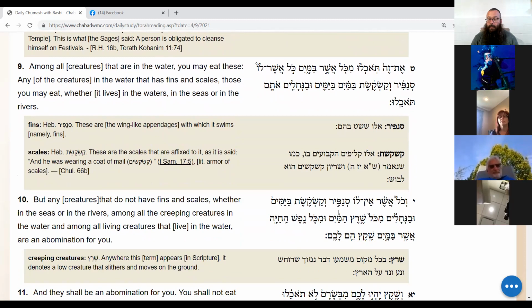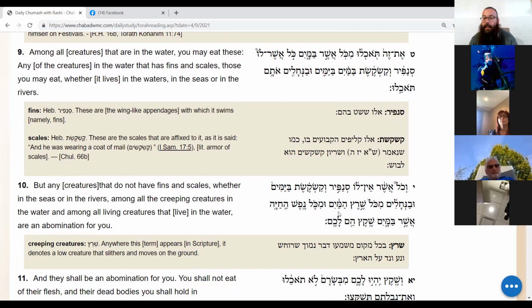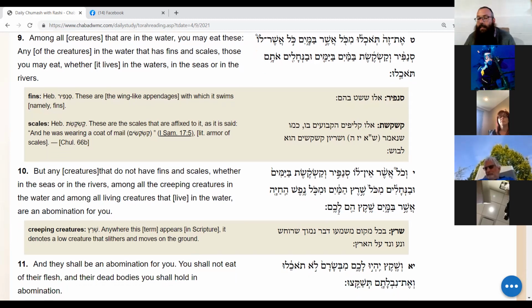What about the fish? That's it, and that's the Torah section for animals. What about fish? And this you should eat, mekol asher b'mayim, anything that's in the water. Kol asher lo snapir v'kaskeses, anything that has a snapir or a kaskeses. What is that? Those are fins and scales, as I showed you in the picture. What makes a kosher fish kosher? If it has fins and scales.